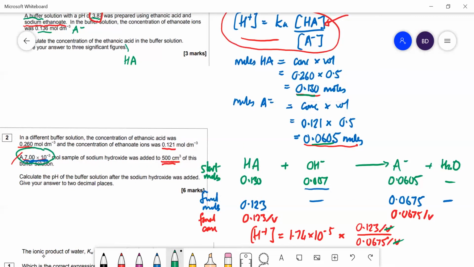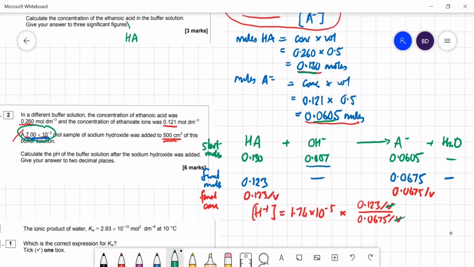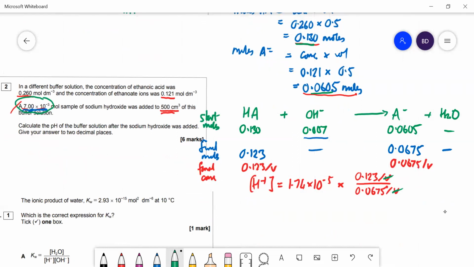Okay, so work out that number, put it in your calculator, and you will get H plus is equal to 3.17 times 10 to the minus 5 moles per decimeter cubed. Take minus logs to get the pH. You get 4.498. Give it to 2 dp, 4.50 is the pH. That's the answer there.